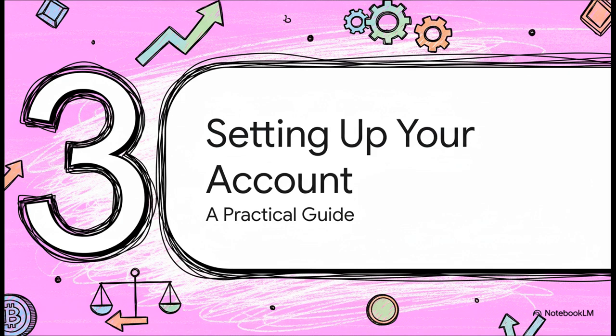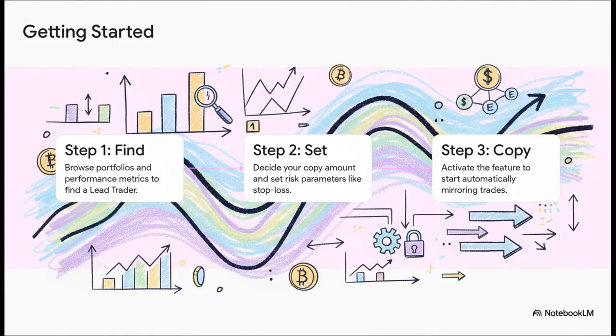How would you actually go about setting this up and getting started? Let's walk through it. It really boils down to just three simple steps. Step one, you've got to find your lead trader. You'll browse through all these different portfolios, and don't worry, we'll talk about what to look for in a sec. Step two, set your rules. This is super important. You decide your budget and set up your safety nets, like a stop loss. Then, step three, you just click copy. And that's it. The system takes over.